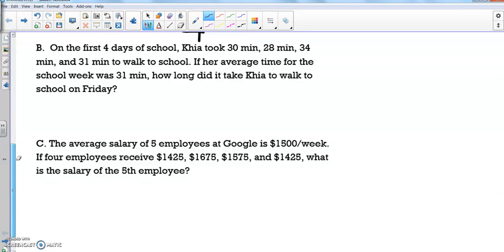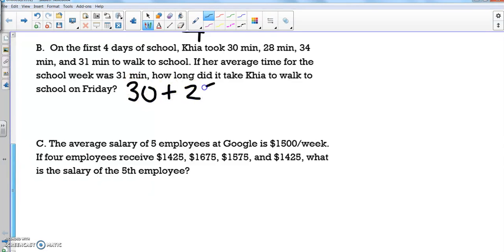First 4 days of school, Gia took 30 minutes, 28 minutes, 34 minutes, and 31 minutes to walk to school. If her average time for the school week was 31 minutes, how long did it take her to walk to school on Friday? Okay, so Monday, it took her 30 minutes.